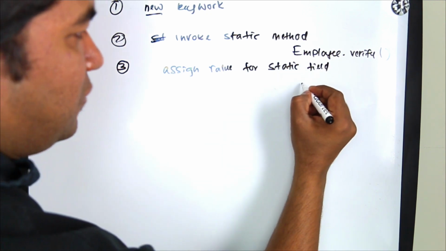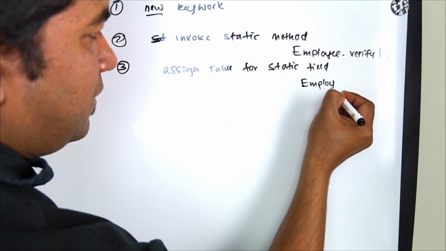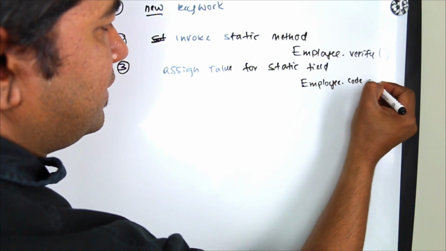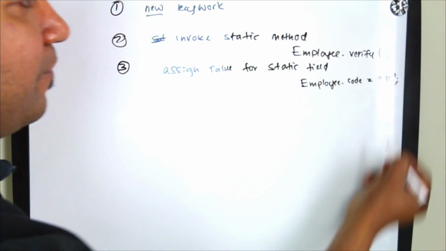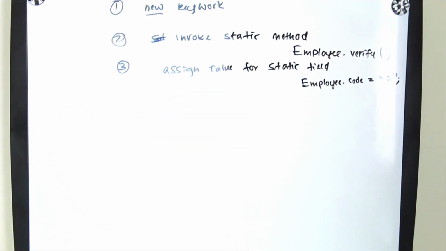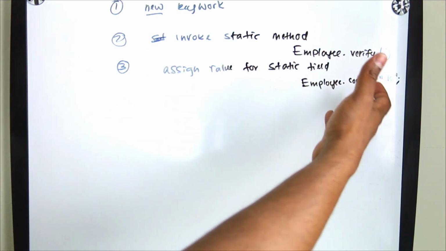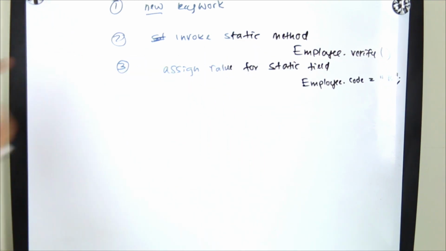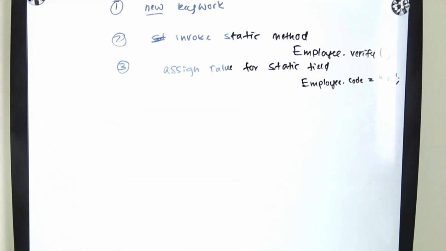Okay, for example, employee.code = k. So this is also considered an active use, right? But you need to remember one thing: if this field is final, in that case you can't assign it, and even if you read this final variable, it won't be considered an active use. In that case this class will not load for initialization.